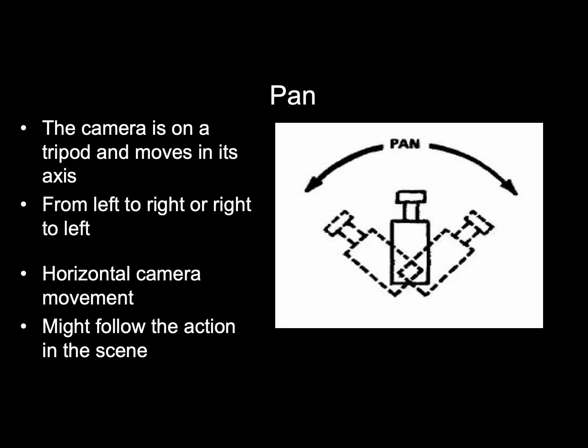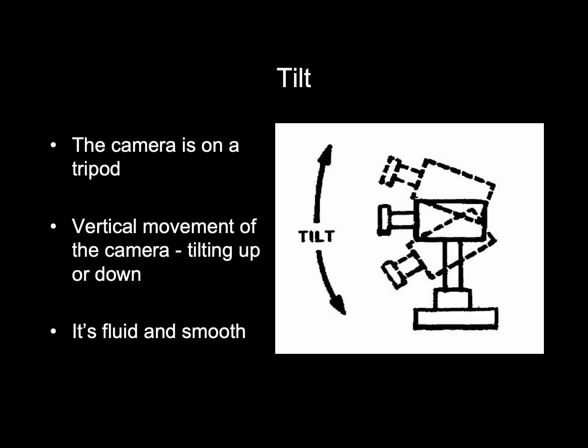Pan. The camera is on a tripod and moves on its axis from left to right or right to left. It's a horizontal camera movement. It might follow the action in a scene. Tilt. The camera is again on a tripod. It's a vertical movement of the camera, tilting up or down. It's fluid and smooth.